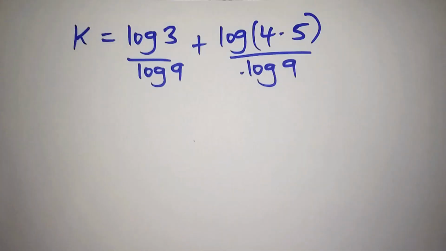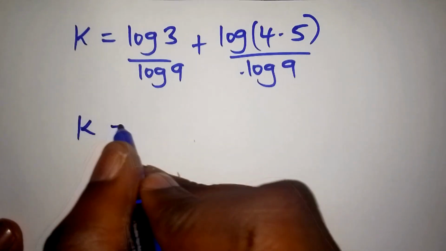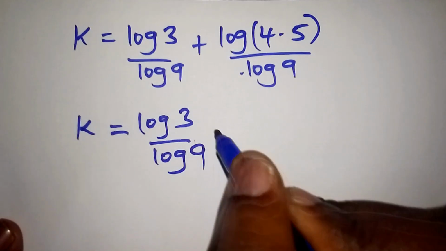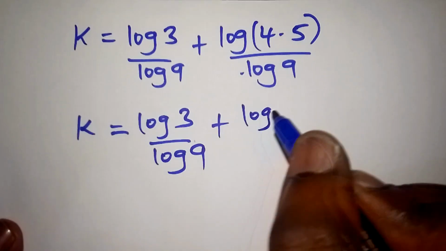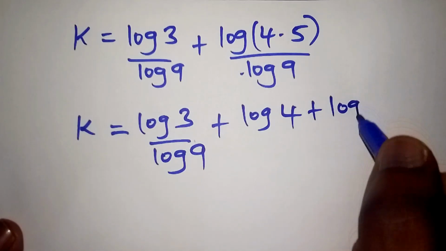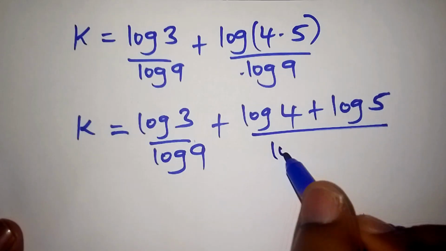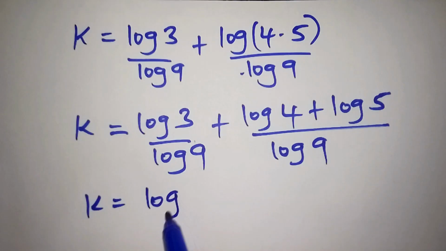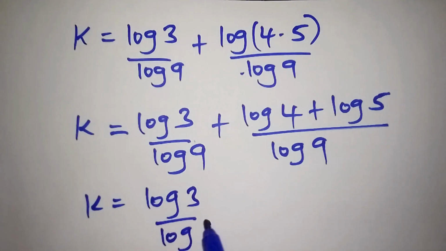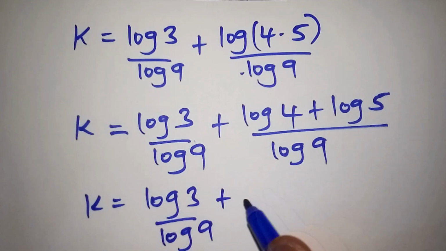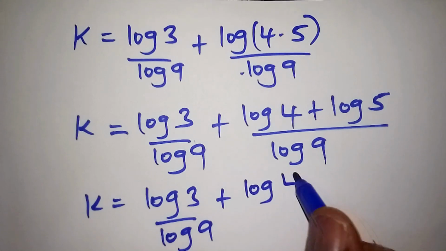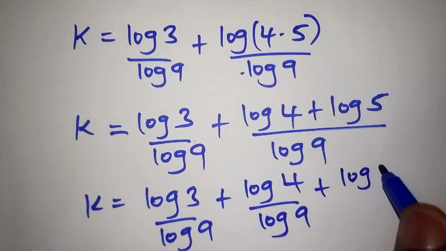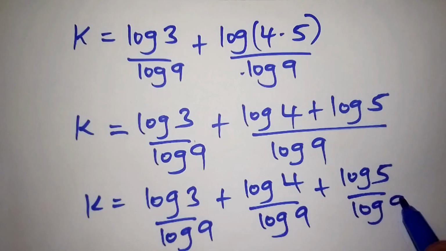So now k is equal to log 3 all over the log of 9, plus the log of 4 plus the log of 5, all over the log of 9. Next, k is equal to the log of 3 all over the log of 9, plus, dividing both sides by the log of 9, log 4 all over log 9, and also plus log 5 all over the log of 9.